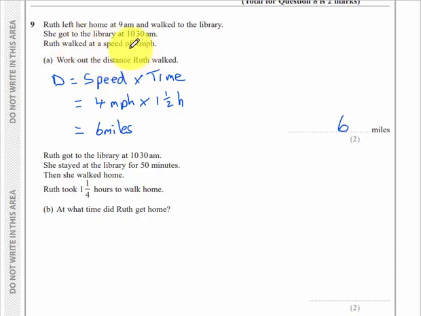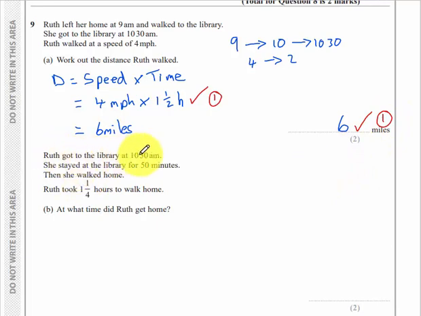The other way of doing this was just to do it logically. If she's walking at a speed of 4 miles per hour, from 9 a.m. to 10 a.m. she would have walked 4 miles. And then from 10 to 10:30, because that's half an hour, there would have been another 2 miles walked. In terms of awarding marks, a correct method will get you the first mark, and the correct answer gets you the second.